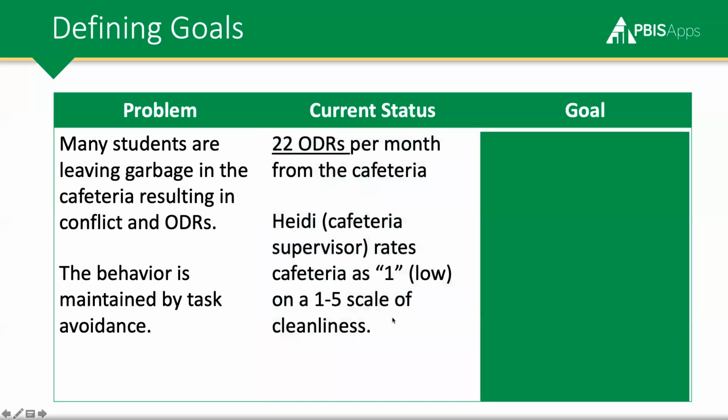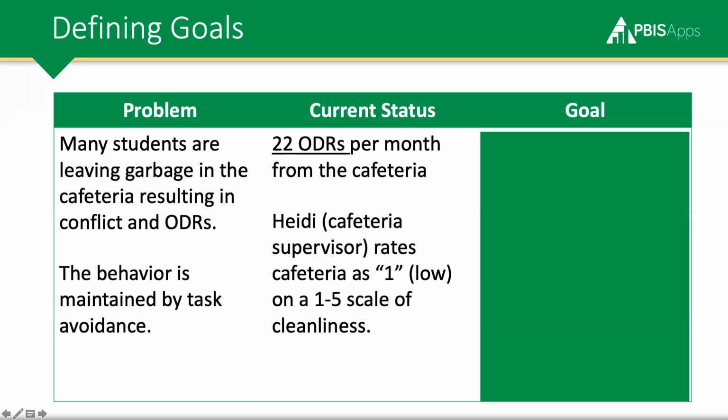So what's the current status? Well, in this cafeteria with this problem behavior, there were 22 office referrals this last month. And Heidi is our cafeteria supervisor. We asked her and she rated the cafeteria as a 1, which is low, kind of a pigsty, on a cleanliness scale of 1 to 5. 5 being, wow, this place looks great. 1, oh my goodness, garbage is everywhere. So she's rating it pretty low, and we're seeing a lot of office referrals.